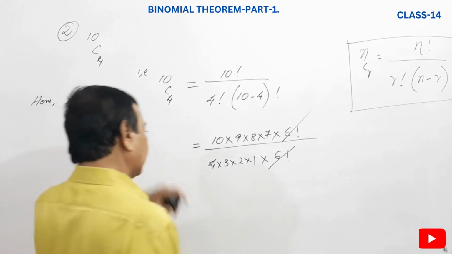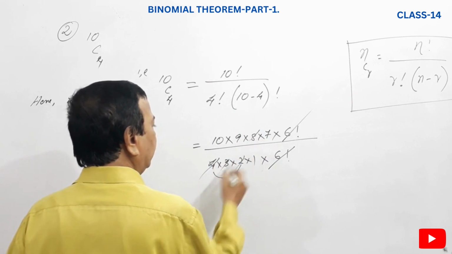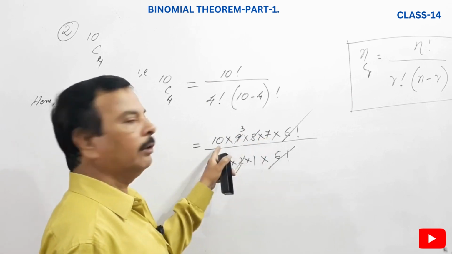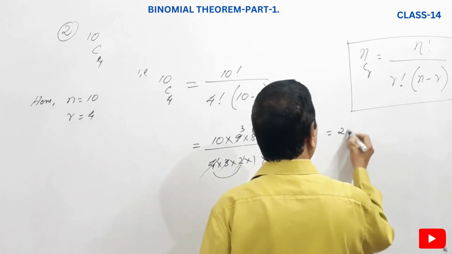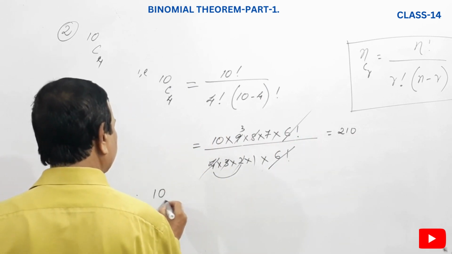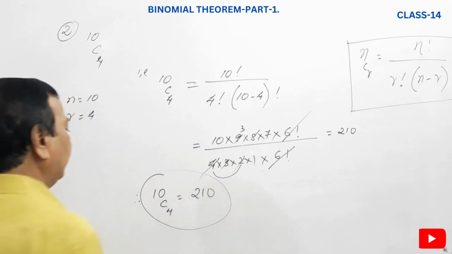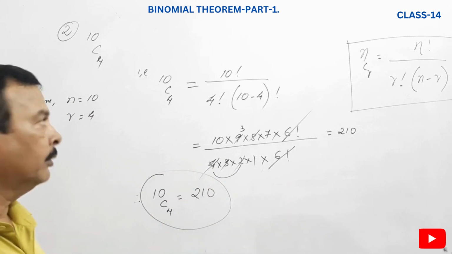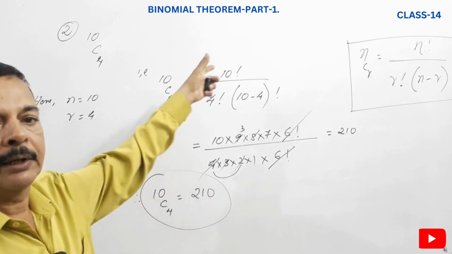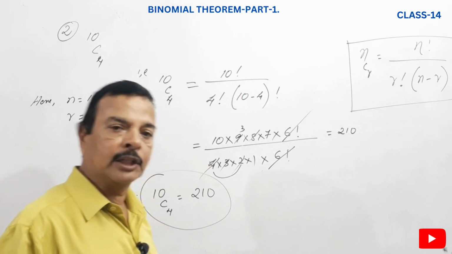2 4s are 8, so 8 and 8 cancel. 3 3s cancel, so this becomes 3 7s are 21. 21 into 10 is 210. Therefore 10 C 4 equals 210. This is the value of 10 C 4. So this nCr will help you to solve these problems. We will see its application while we are doing problems on the binomial expansion or theorem.